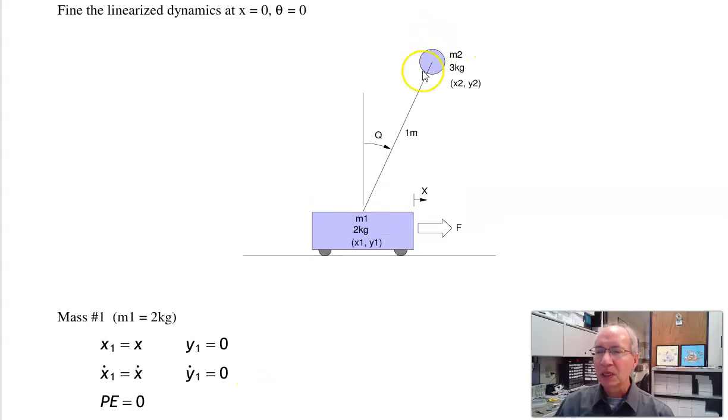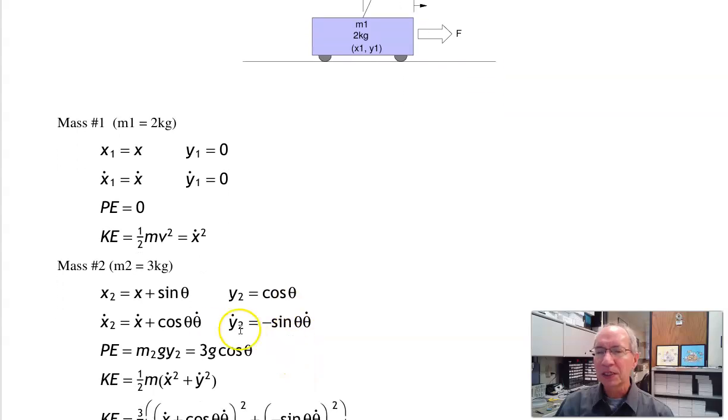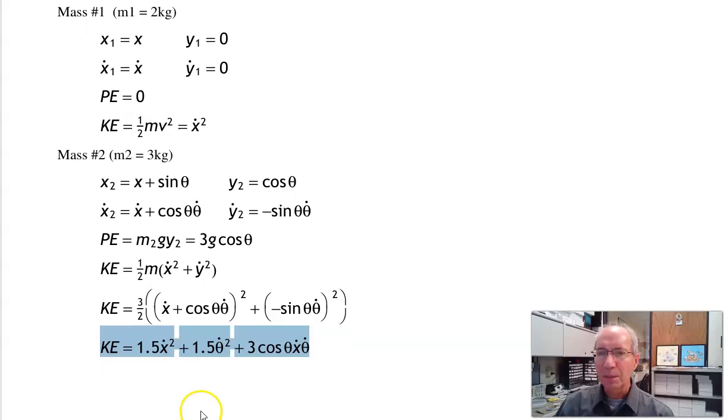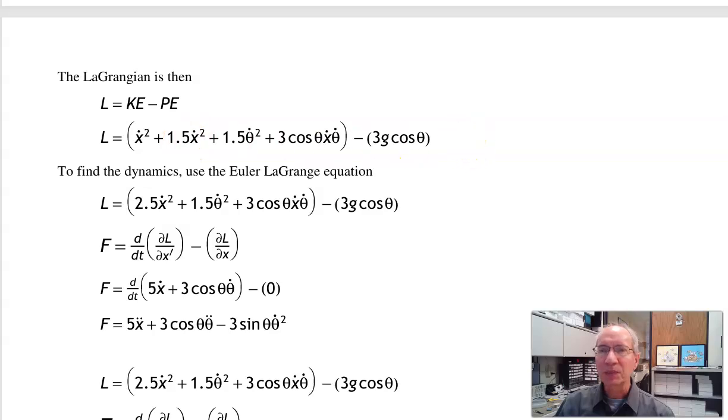Mass number 2. Its position is x plus 1 times sine theta. Y position is cosine theta. Take the derivative, I get x dot plus cosine theta theta dot. Y2 dot is minus sine theta theta dot. Potential energy is mgy. Kinetic energy is 1/2 m (x dot squared plus y dot squared). Substitute, multiply out, simplify. Cosine squared plus sine squared is 1. Gives you this for the kinetic energy. The Lagrangian then is kinetic energy minus potential energy.